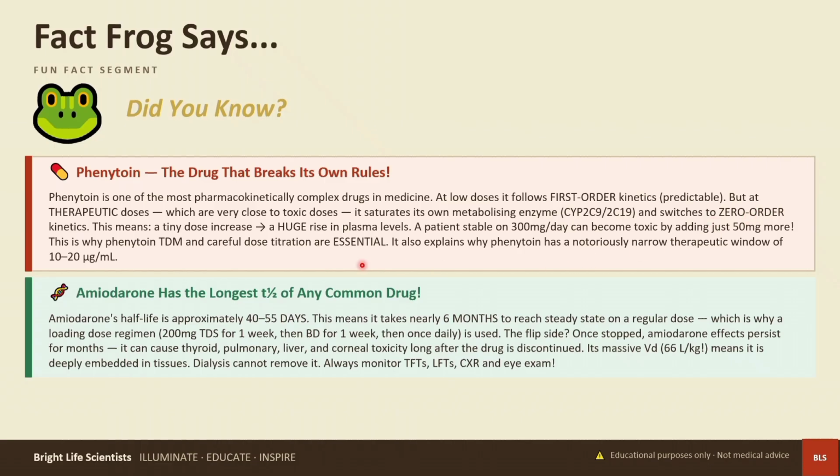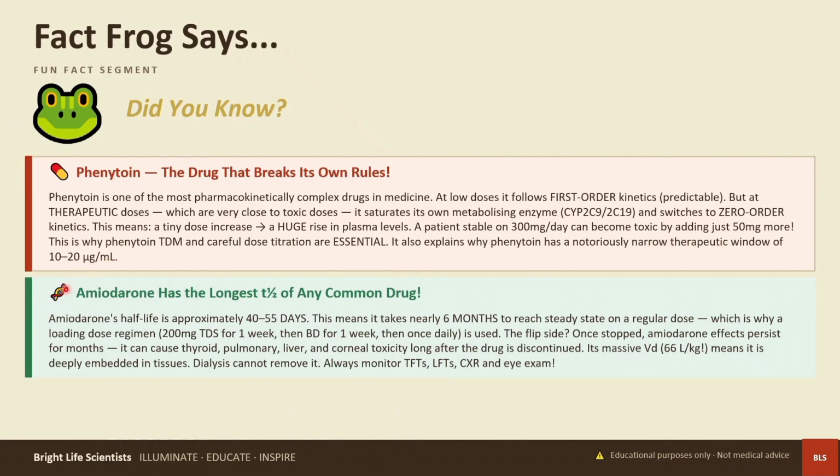What does this mean in practice? A tiny dose increase produces a huge rise in plasma levels. A patient stable on 300 milligrams per day can become toxic by adding just 50 milligrams more. This is why phenytoin therapeutic drug monitoring and careful dose titration are absolutely essential, and why its therapeutic window is notoriously narrow, 10 to 20 micrograms per milliliter.